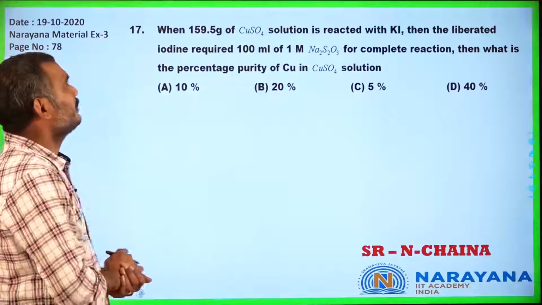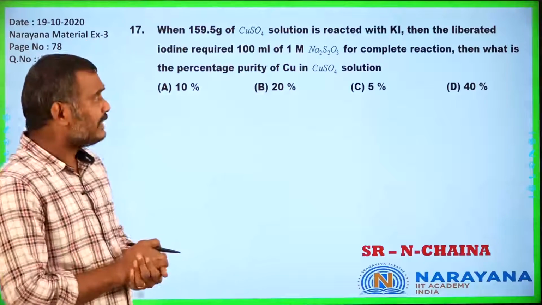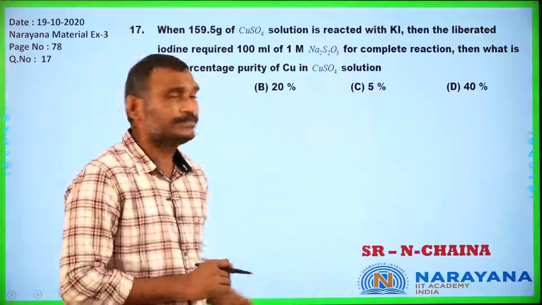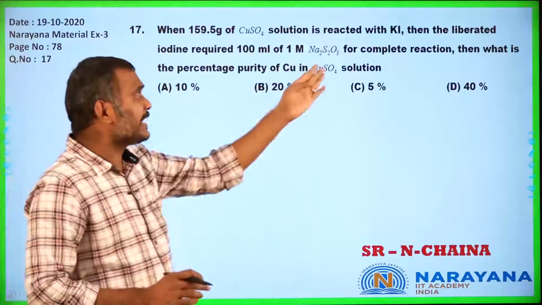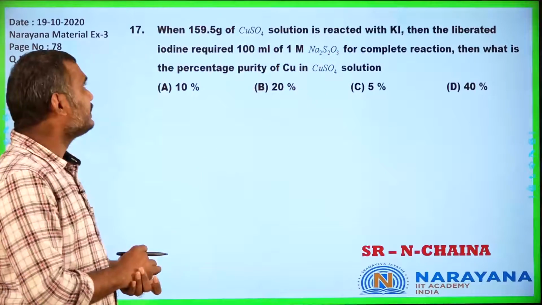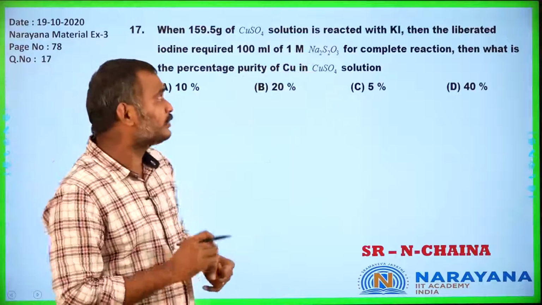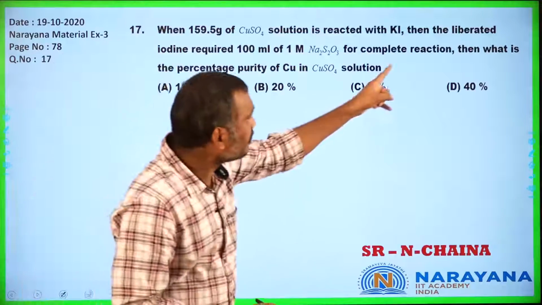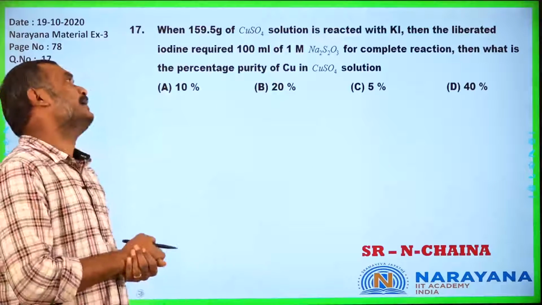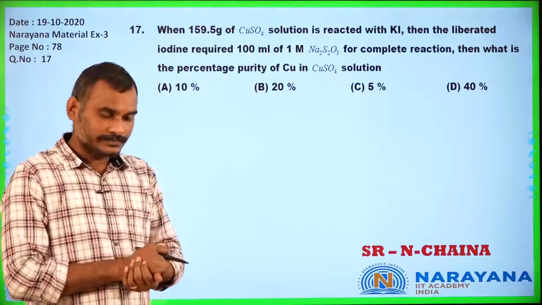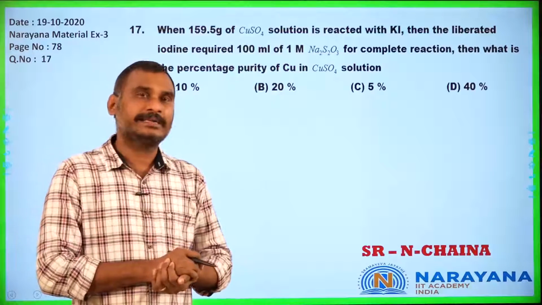159.5 grams of copper sulfate solution is reacted with KI. Then the liberated iodine required 100 ml of 0.1 M Na2S2O3 for the complete reaction. Then what is the percentage of purity of copper in copper sulfate solution? Here the thing is based on iodometry.